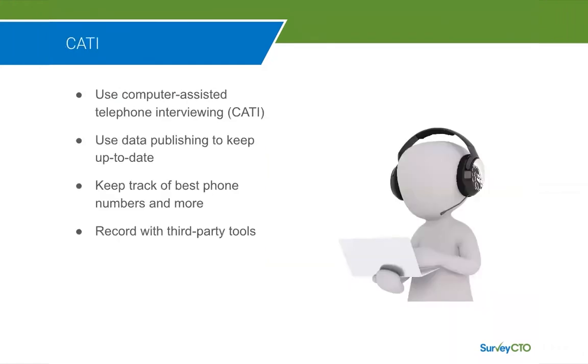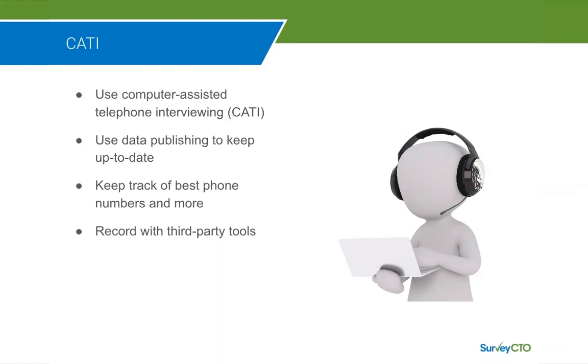Another method is to use computer-assisted telephone interviewing, or CATI for short. Enumerators call respondents in order to complete the form. The form can be completed either using the mobile app or using web forms. Form data publishing will also be used to keep track of respondent information, such as the calls made, the best phone number to call, and more.